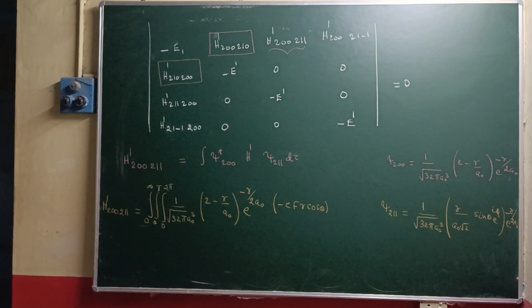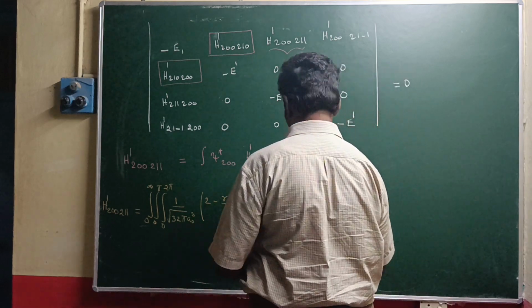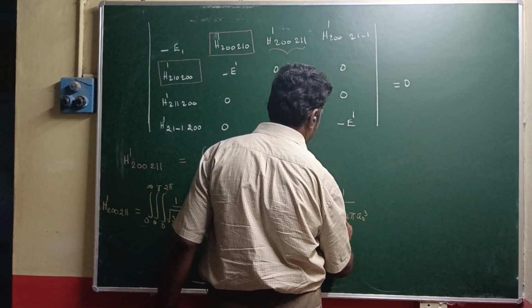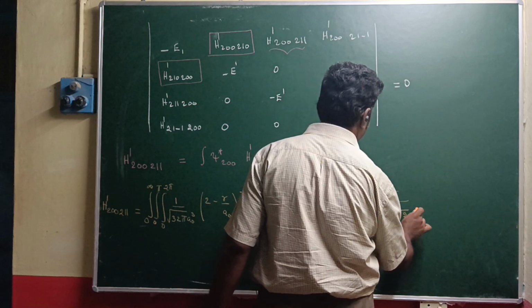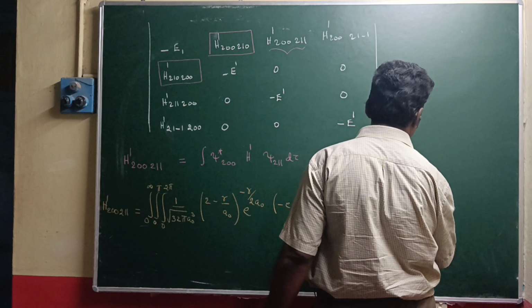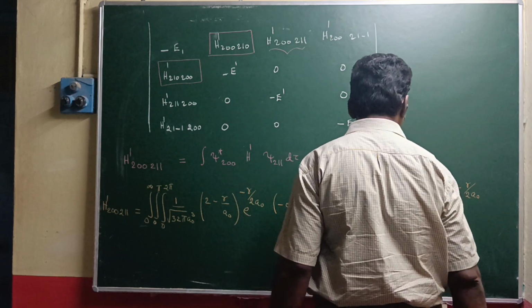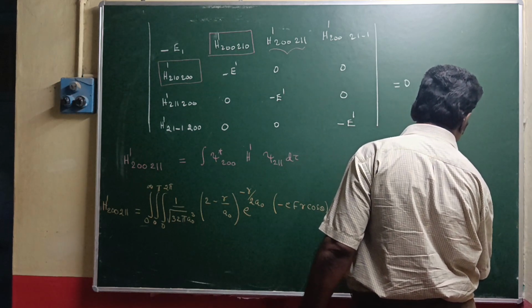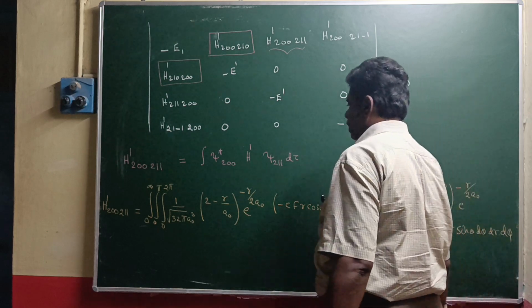Now we have to substitute the value of psi 211. Psi 211 is 1 divided by 32 pi a0 cube into r by a0 into root 2 sin theta e power i phi e power minus r divided by 2a0, into d tau, the volume element r square sin theta d theta dr d phi. This is the value of H1 200 211.